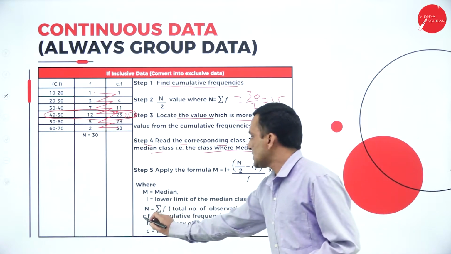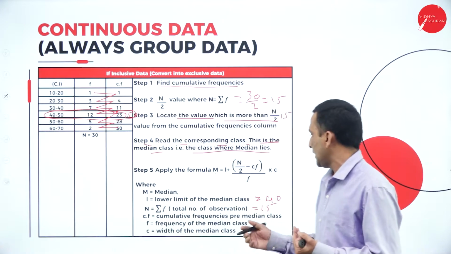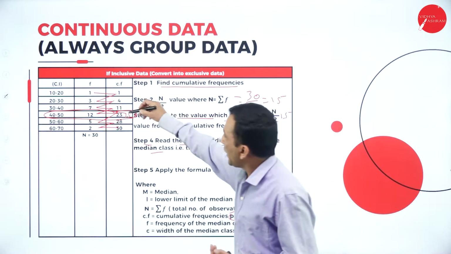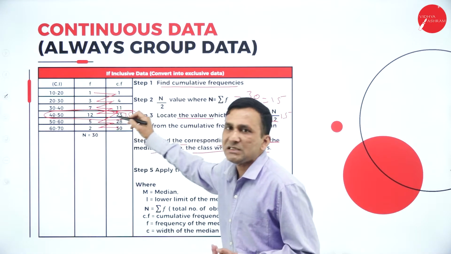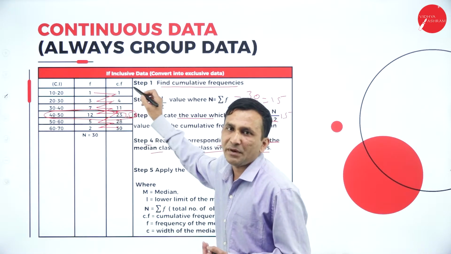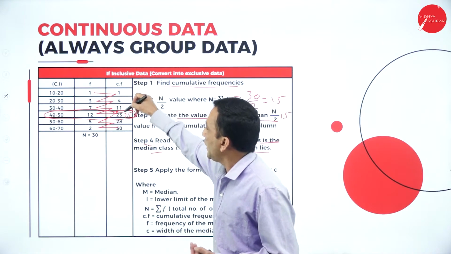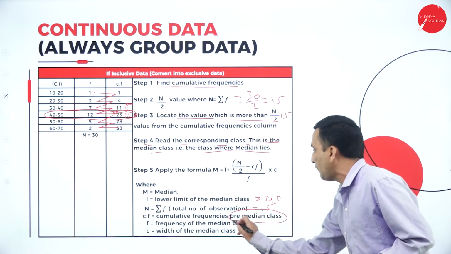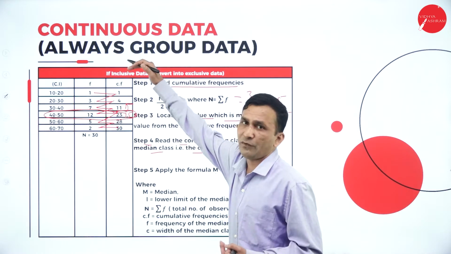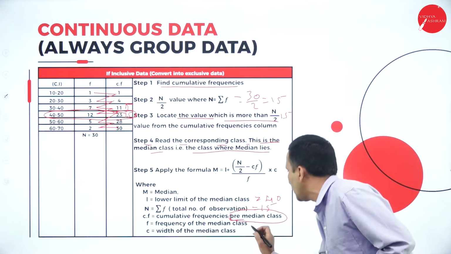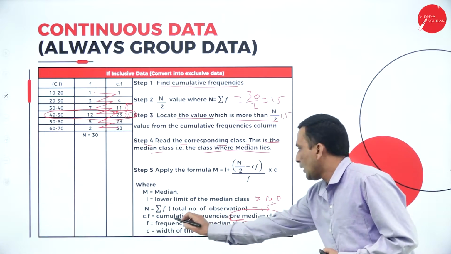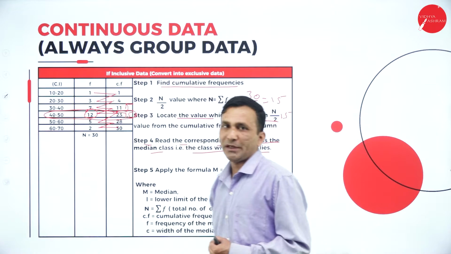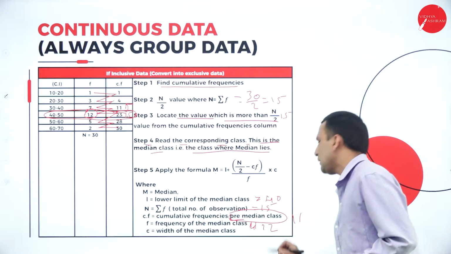Now the third one, CF is the cumulative frequency of the pre-median class. Pre-median class means what? Whichever class is identified or located as the median class, before that the cumulative frequency is 11. Pre means I need to go for the back value. So the backside value is 11. The frequency in this class is 12, so I am writing 12 as my frequency.